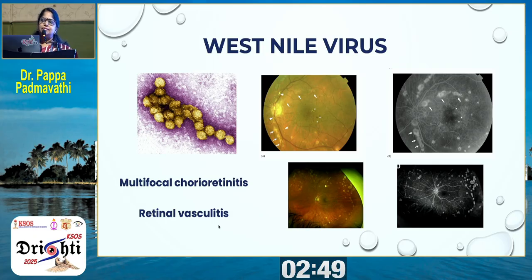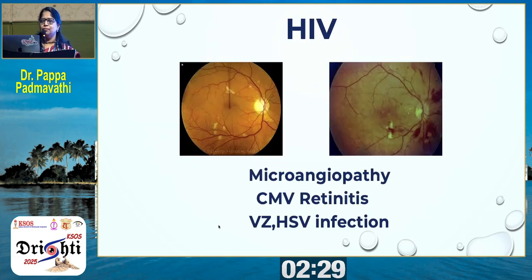West Nile virus is not very common. It can cause multifocal chorioretinitis, and the diagnostic clue is that these chorioretinal patches are arranged in a radiating pattern from the disc along the nerve fiber layer.